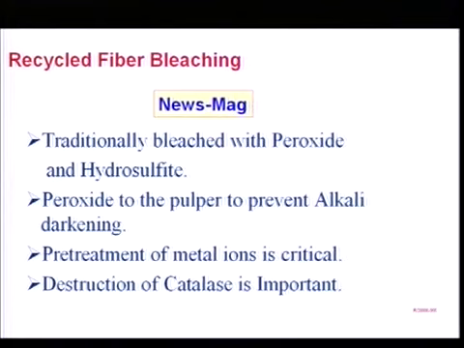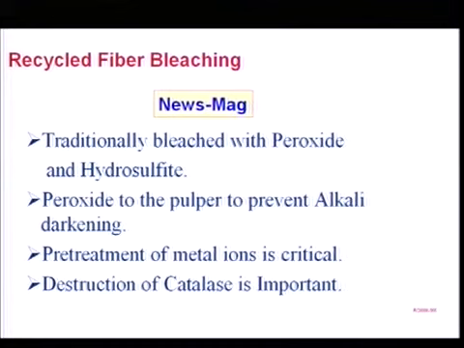And a pre-treatment of metal ions is very critical. Chelating agents, DTPA, you can add it in the pulper. I showed you how much aluminum, calcium, manganese and iron comes with newsprint, particularly magazines. So, you need a chelating agent, DTPA or EDTA, you can add.